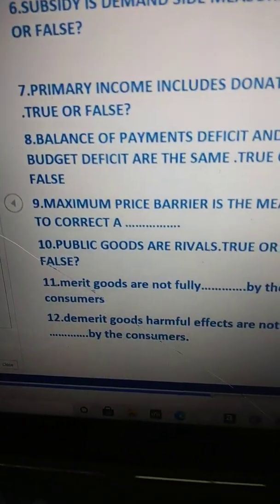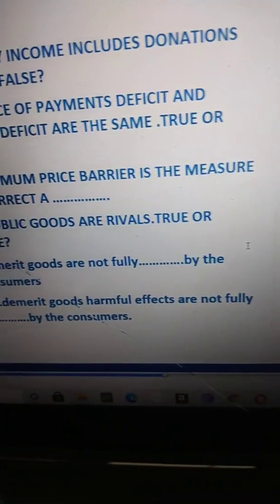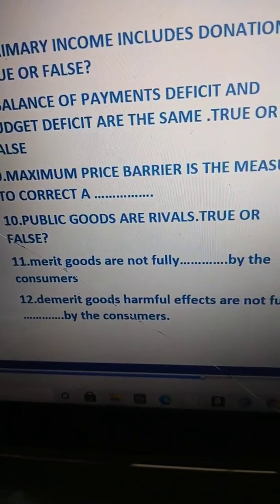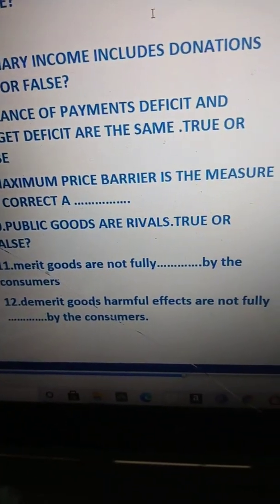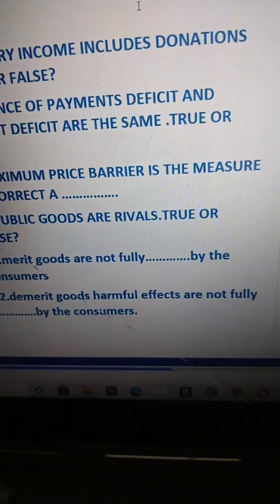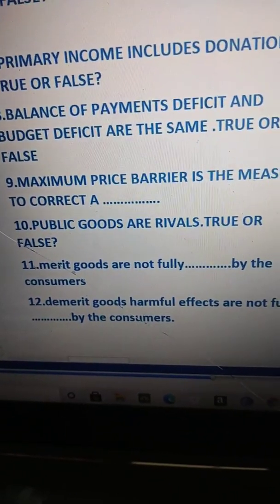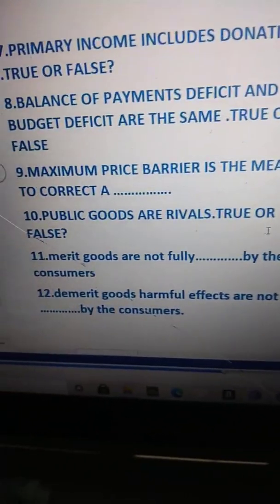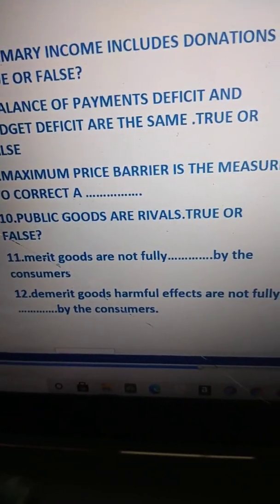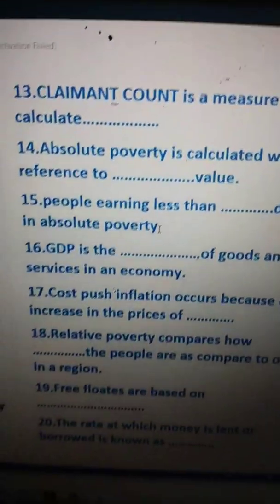Number 12, demerit goods, harmful effects are not fully recognized by the consumers. What is your opinion about it? Answer in the chat. Recognized, that's good. Demerit goods, harmful effects are not fully recognized by the consumers. Number 13, claimant count is a measure to calculate what?